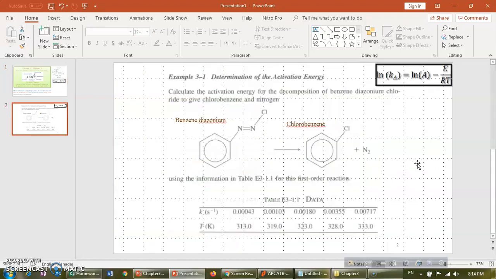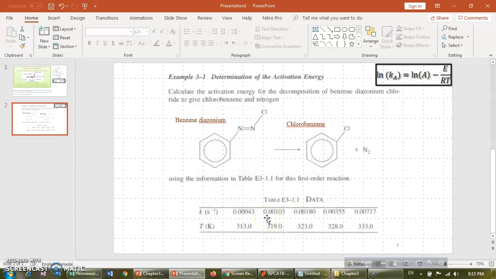You can see the problem statement that we are describing in the example in the book and also in the class notes. Example 3.1, you can think of. We need to find out the activation energy, Ea, and also the pre-exponential factor for benzene diazonium chloride. This is a dissociation reaction that makes chlorobenzene and nitrogen. It's a simple reaction, and we have the kinetic data. Basically, it's experimental data.